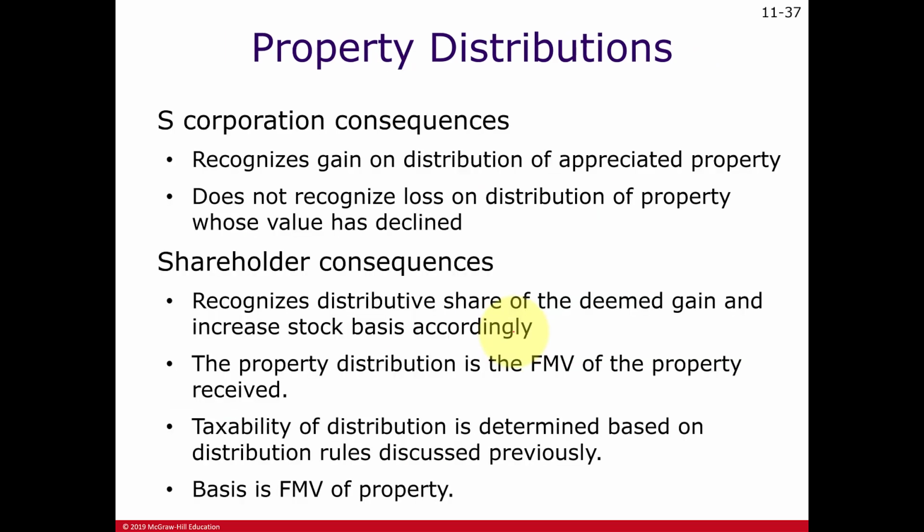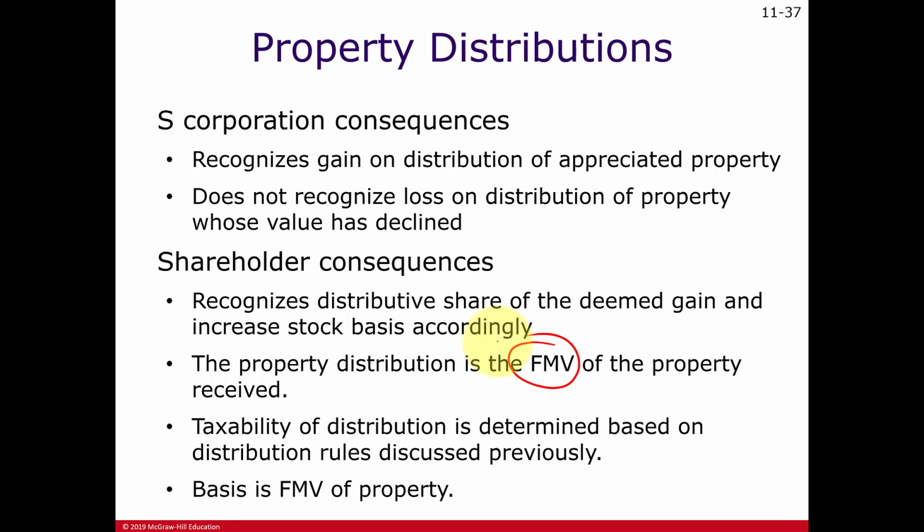We've seen property distributions, not cash distributions, but property distributions in past chapters. And in the case of C corporations, we saw that is a taxable situation. If the property has a fair market value bigger than the basis to the corporation, the difference is going to be a gain reported by the corporation. In the case of an S corporation, now it's going to pass through to the shareholders.